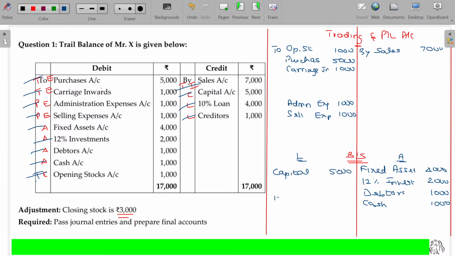10% loan, the value being 4,000. Creditors 1,000. When it's being the adjustment, it should be posted twice. One is in the credit side of the trading account, closing stock. Another one being in the asset side, closing stock.